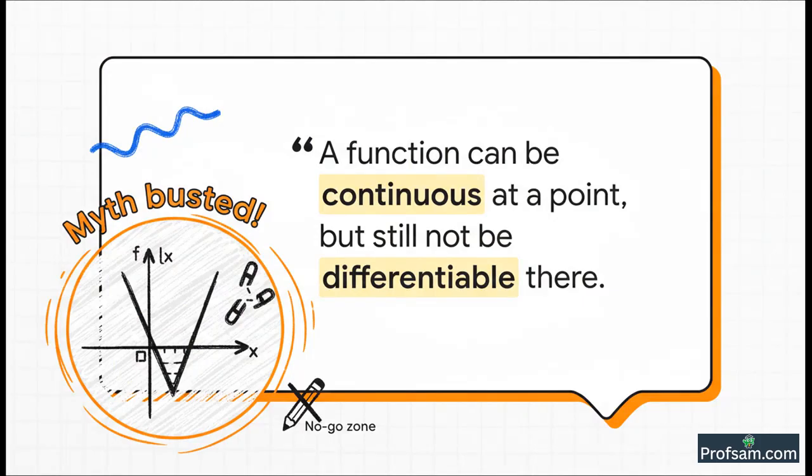And there we have it. Myth busted. A function can absolutely be continuous at a point, but not be differentiable there. And our absolute value function, f(x) = |x|, is the ultimate proof. It's connected everywhere, but that sharp point at the bottom is a no-go zone for differentiability.